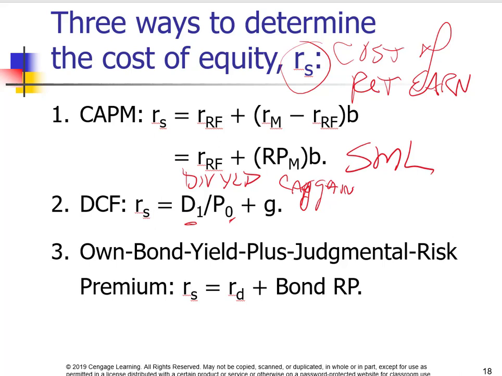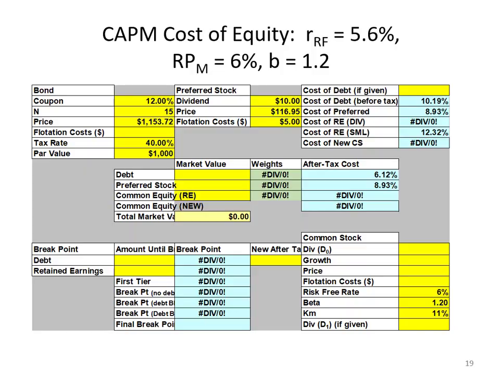In addition, a new thing we can talk about is something called our own bond yield plus some judgmental risk premium. So we start with our yield to maturity, and then you add something. Where that something comes from, it's judgmental. Maybe you compare what the stock earns to what the bonds earn. So there's lots of ways you can think about this. And we'll talk about it a little bit later, obviously, in the video.